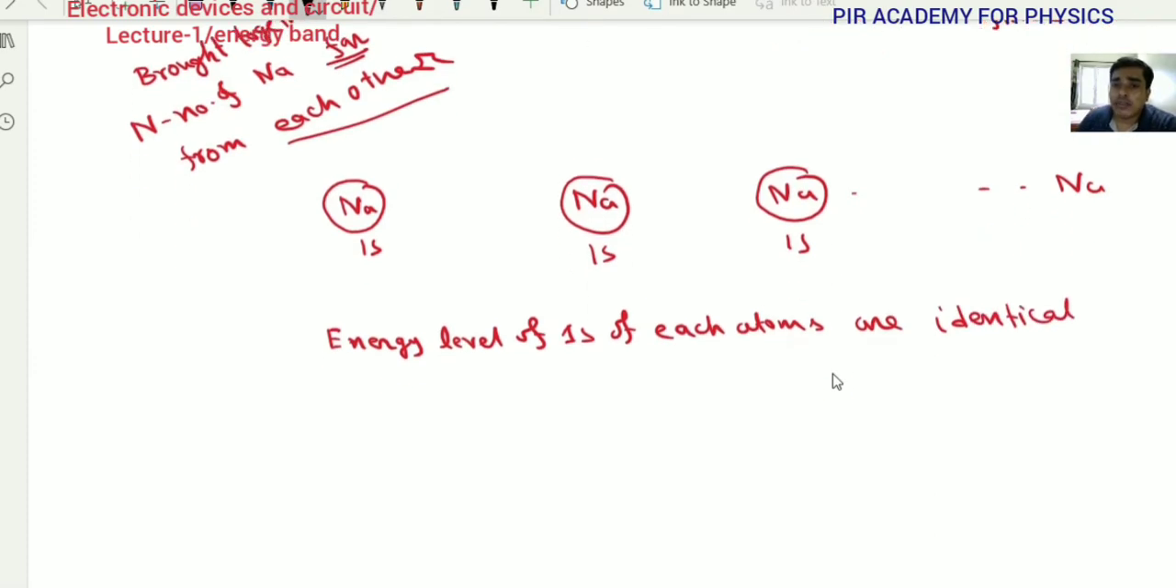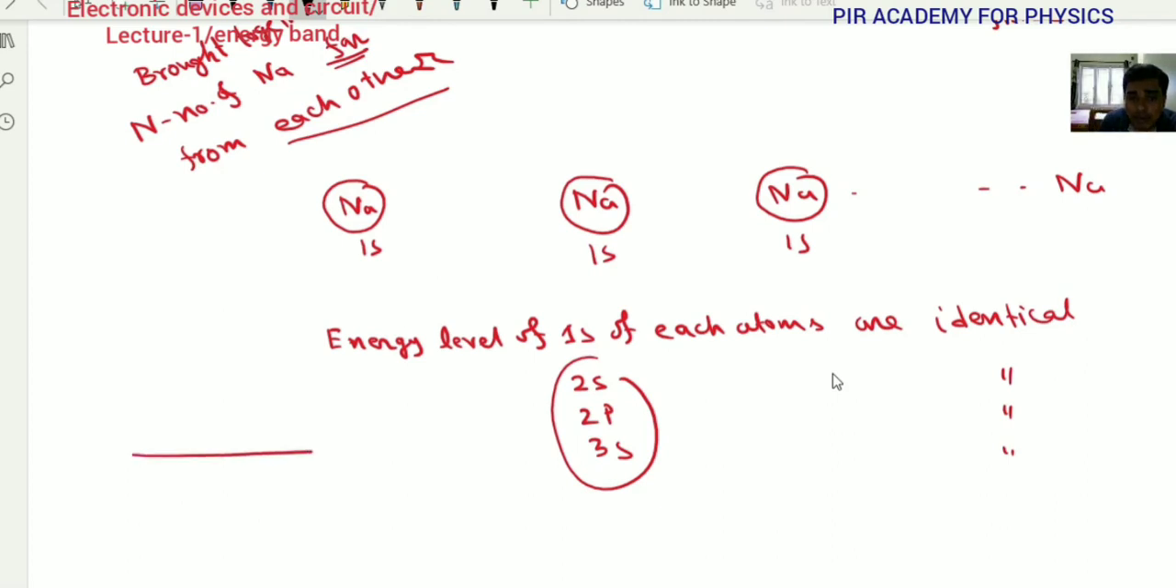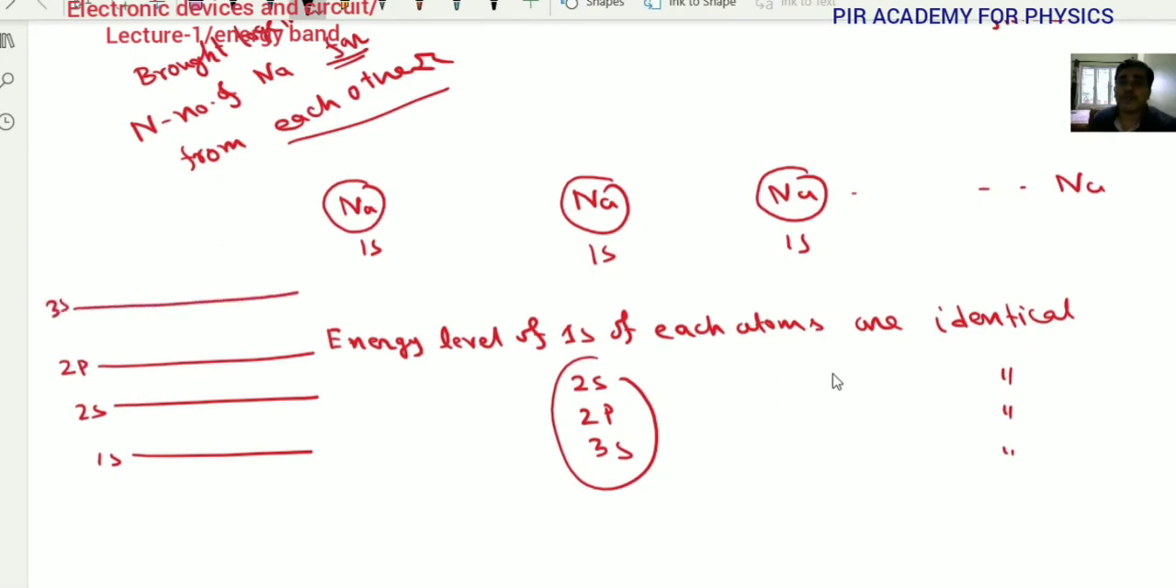Okay, so the 1s energy is identical for each atom. Similarly, the 2s, 2p and 3s energy levels are all identical to each other. That means this is a 1s energy, this is a 2s energy, this is a 2p energy, and suppose this is a 3s energy.